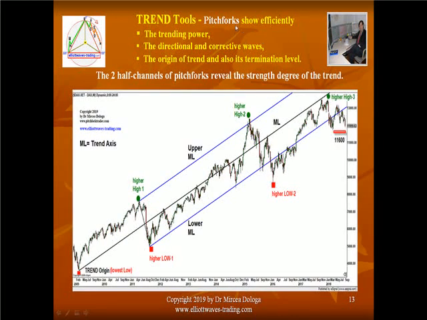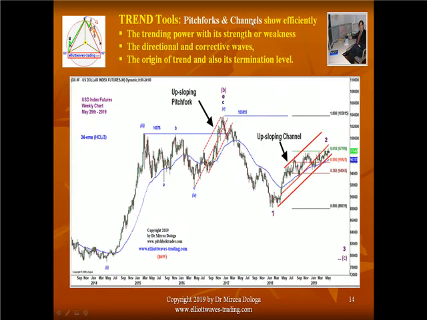The pitchfork shows efficiently the same qualities as the moving average: the trending power, the directional and corrective waves, and the origin of the trend and also its termination level. What is the advantage of the pitchfork with regard to the moving average? Well, when we draw the pitchfork, we are creating 2 channels, an upper channel and a lower channel, and the 2 half channels of the pitchfork reveal the strength degree of the trend. We go on to talk about the channels associated with the pitchfork we have right here, an upsloping pitchfork, and here we have an upsloping channel.